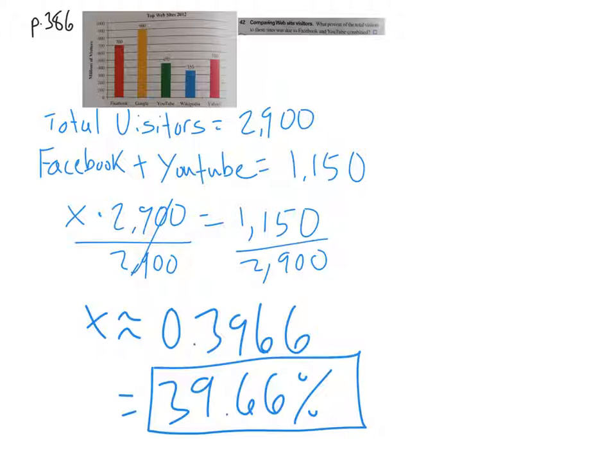So what did we just figure out? According to this data from 2012, 39% of all the visitors to these 5 pretty popular sites, about 40% essentially of all the visitors were for Facebook and YouTube combined, right? A big chunk of it. That's what we figured out.